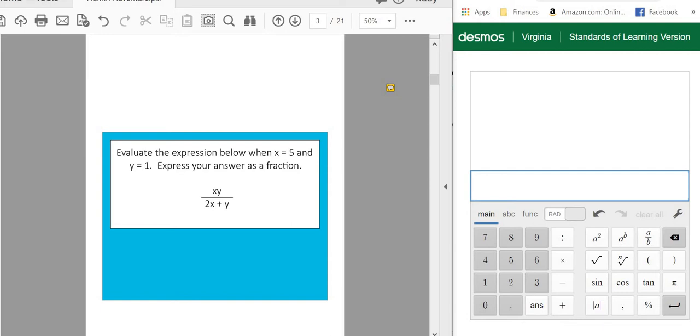Evaluate the expression below when x is 11, sorry, I read that wrong, when x is 5 and y is 1. Express your answer as a fraction.